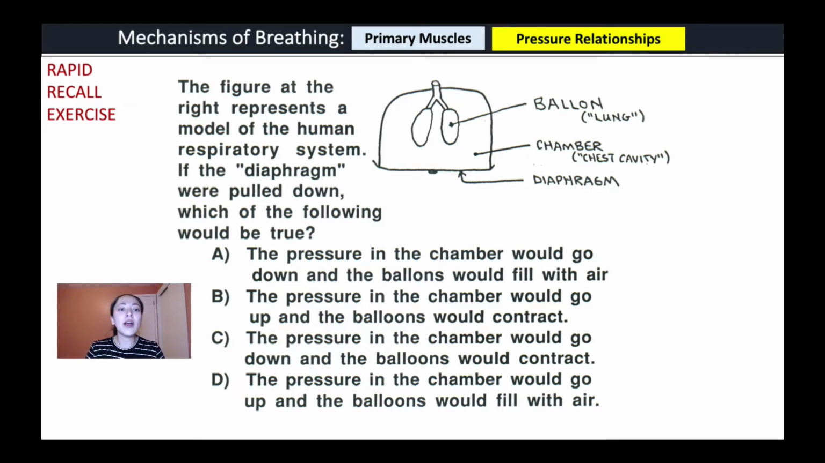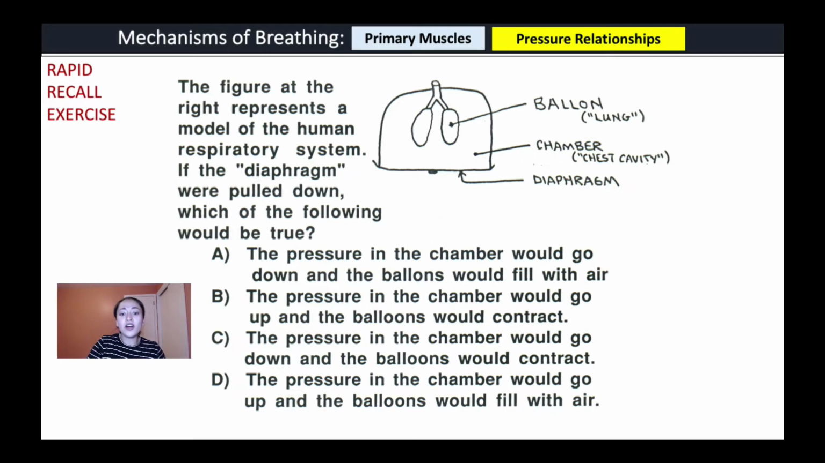The figure at the right represents a model of the human respiratory system. If you look here, we can see these balloons. They're representing the lungs, and they're connected to the outside by this tube so air can enter or leave the lungs. This space out here in the chamber represents the chest cavity. And this is a membrane down here that can be pulled down or pushed up, and this is representing the diaphragm.